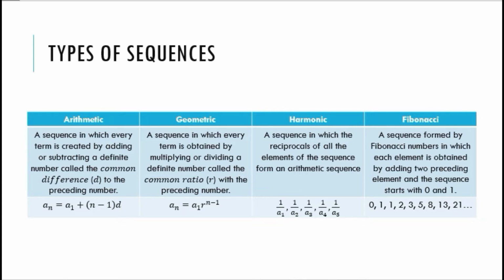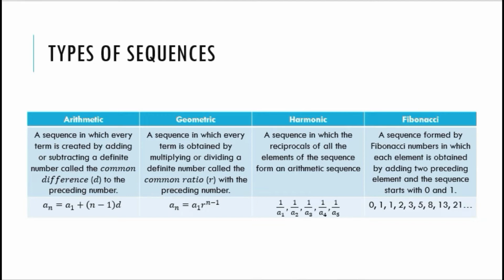Given the sequence 1, 2, 3, 4, we can subtract 2 minus 1, which will give us 1, or 3 minus 2, or 4 minus 3. It will be the same because it is the common difference. So the common difference in that particular example is 1. And the formula listed here is for us to find the nth term of an arithmetic sequence. And this will be discussed later on with some examples.